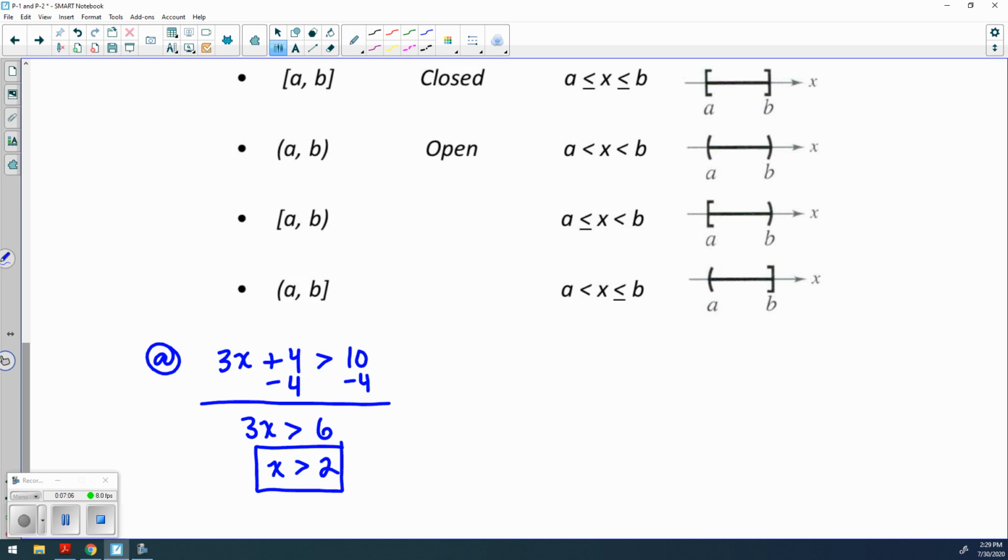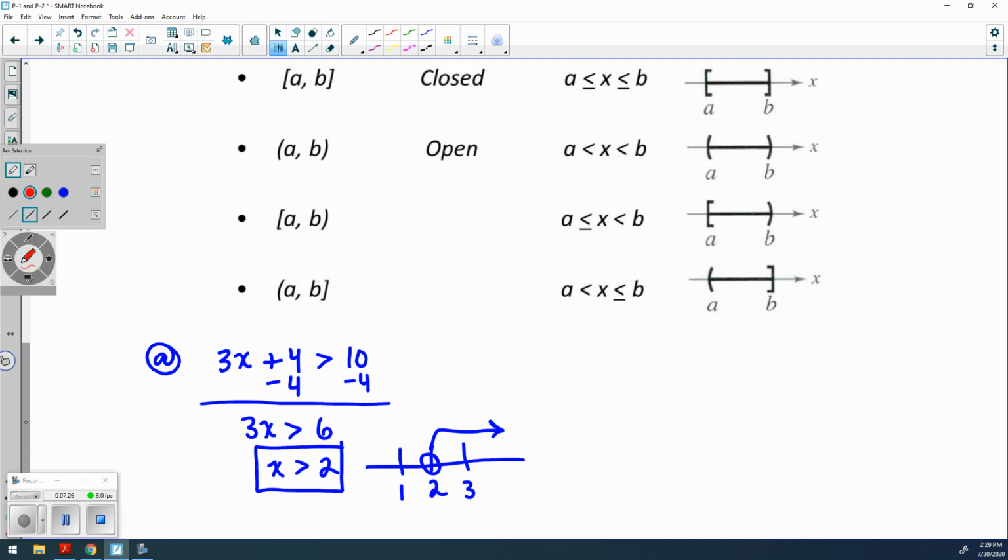Now I could show this on the number line. 2, 1 would be to its left, 3 would be to the right. My symbol is not underlined, so I'm going to use an open circle. x is greater than 2, so I'm going to draw my arrow in the direction that is greater than 2. So there's my graphical representation that we've done in the past.